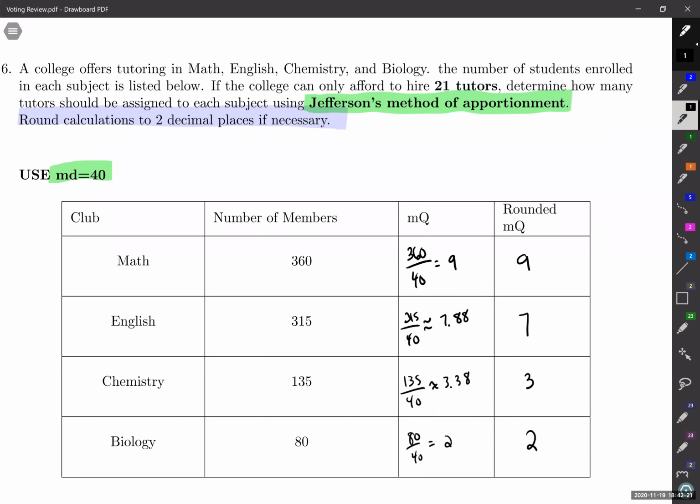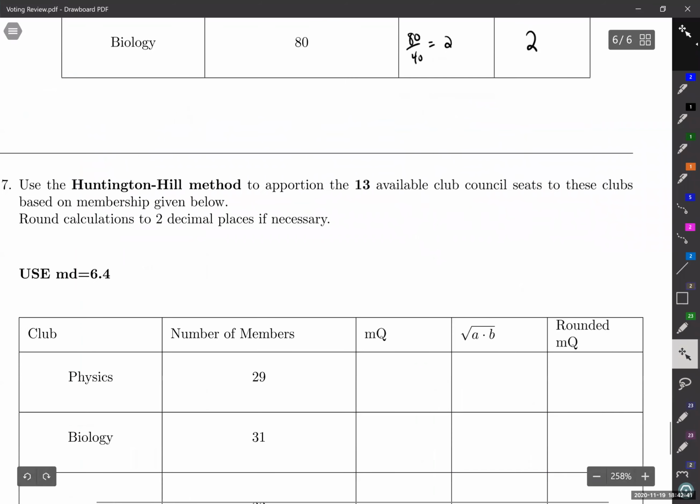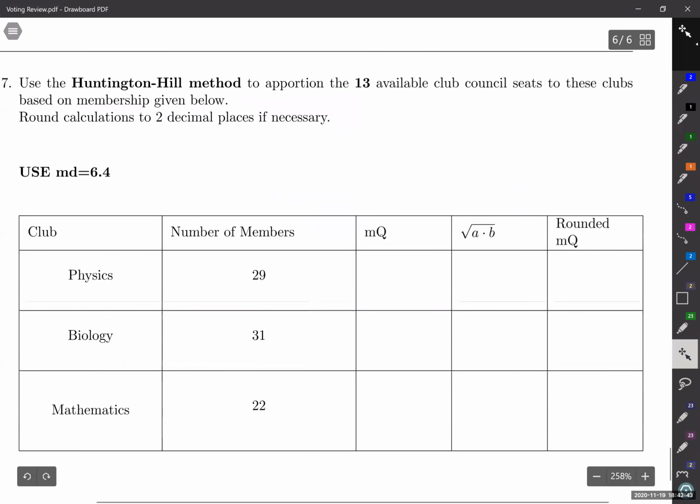And based on the number of members, that's how they're going to decide where the 21 tutors are going to go. 9 are going to go for math, 7 for English, 3 for chemistry, 2 for biology. Any questions with that one? Give everybody a moment to read through this one then. Why doesn't everybody get started finding the MQ?